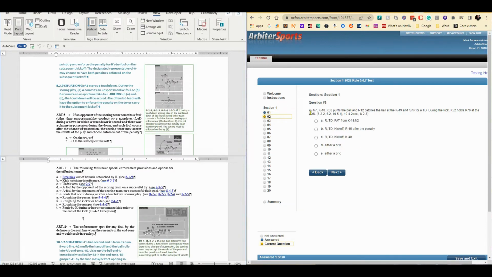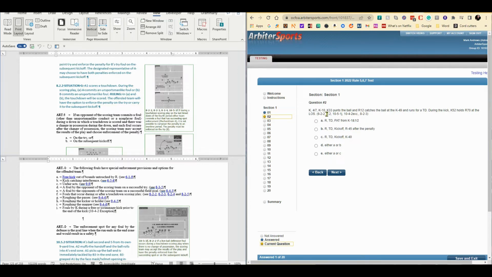Question number 2. K 4th and 7 from the K10. K33 punts the ball, and R12 catches the ball at the K49 and runs for a TD. During the kick, K52 holds R70 at the line of scrimmage. And there's a whole bunch of rule references here.